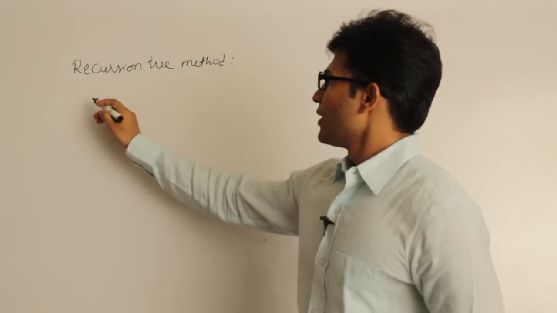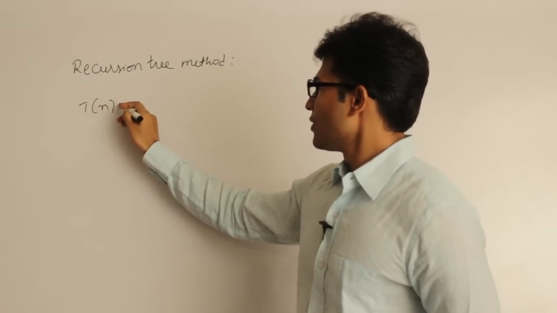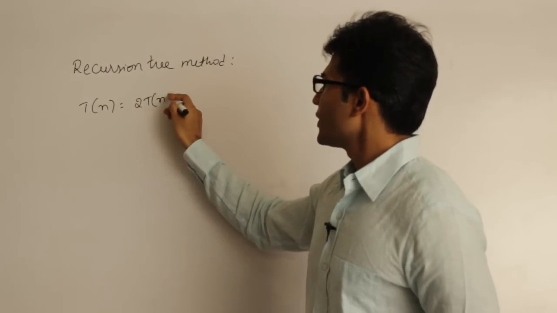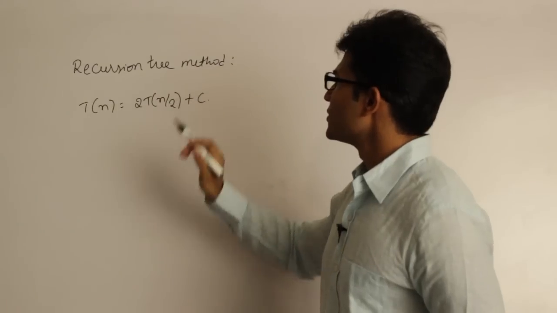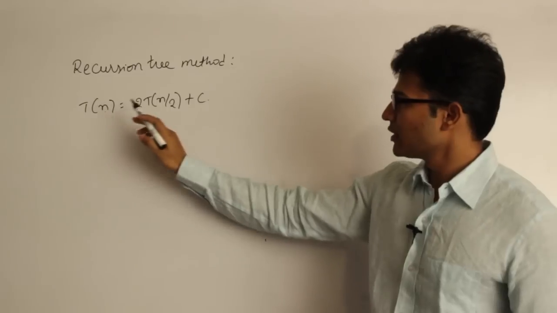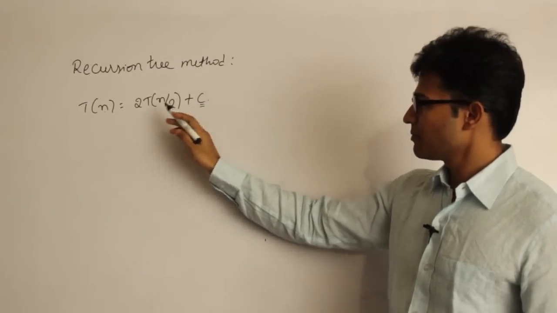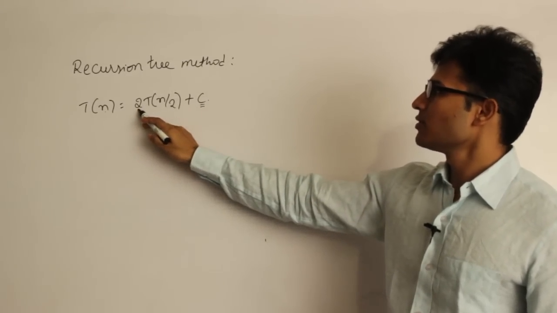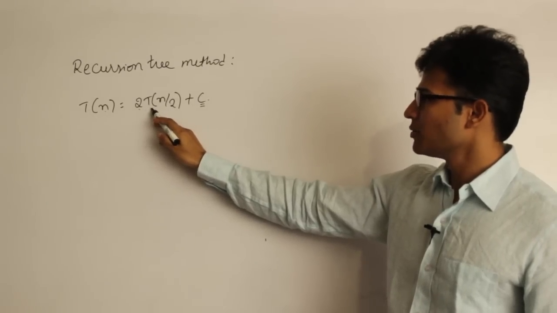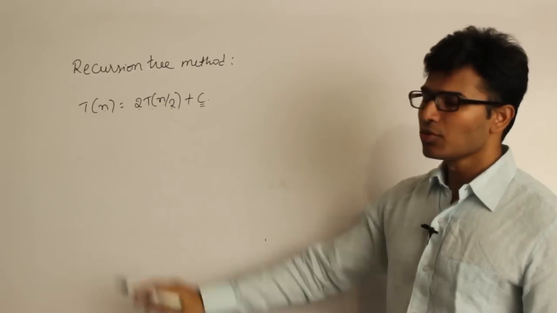So assume that the time complexity is T of n equal to 2T of n by 2 plus c, which means in order to solve a problem with n inputs, the time taken will be some constant time plus 2 times, again the problem is going to be reduced to a problem of inputs n by 2, that too 2 times, right?